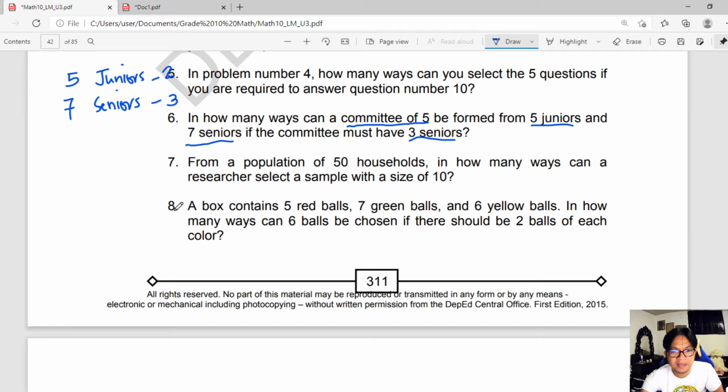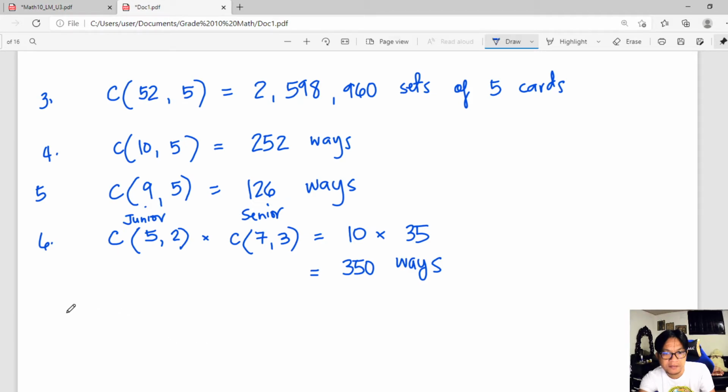Okay, for number 7, from a population of 50 households, in how many ways can a researcher select a sample with a size of 10? So, mandali lang ito siya. Kailangan lang natin ng 10. So, there are 50 households. So, for number 7, so, combination of 50 households, tapos, you just need 10 at a time. So, combination of 50 taken 10 at a time.